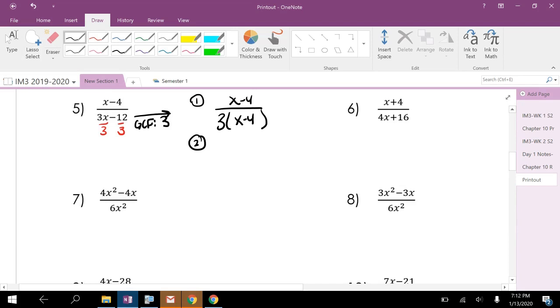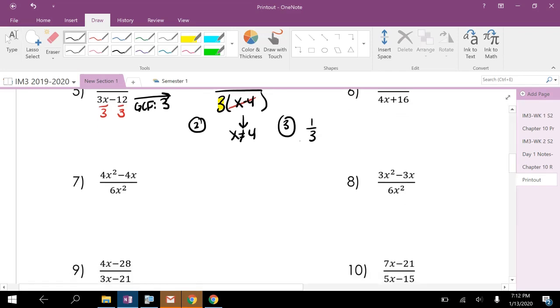Second step, what are the excluded values? What can't x be? X cannot be positive 4 here because that's what makes it 0. Step 3 is just to cancel everything that you can. So if you take a look here, these cancel, which leaves me with 1 on top. So I get 1 over 3 is my final answer. 1 over 3. Okay.